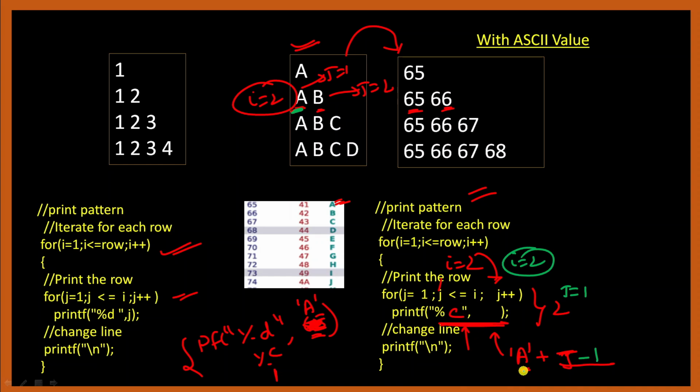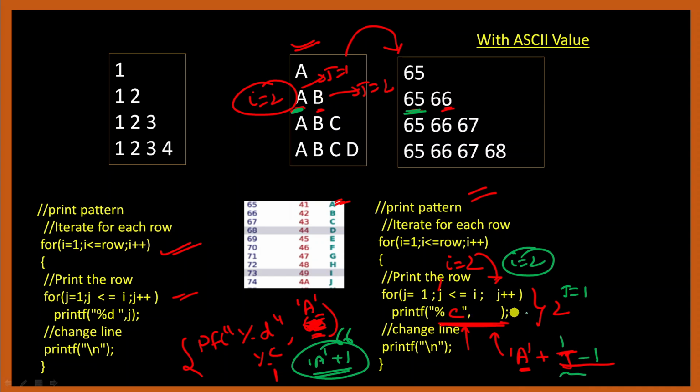So I will come here, A plus, now this is telling me how many steps I have to go ahead. Currently j is 1, so A plus 1. A plus 1 means the next character after A. Whenever we are doing arithmetic on characters, we are basically doing arithmetic on their ASCII values. This you should know. So 65 plus 1 is 66. If I just write A plus j, 66, and I use %c, then the character corresponding to 66, which is B, will be printed.